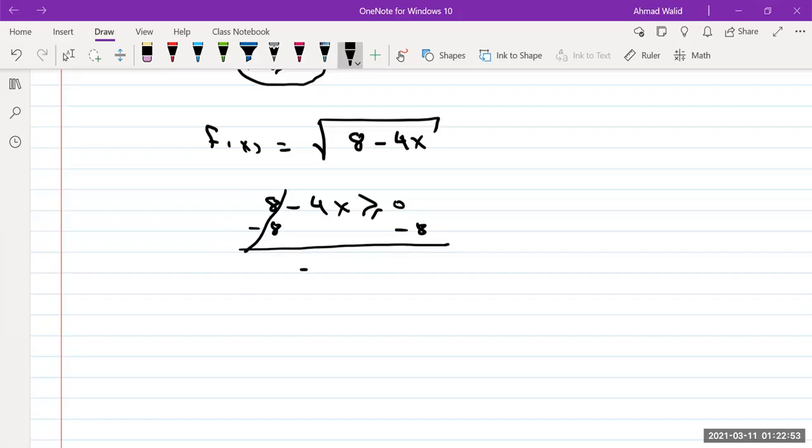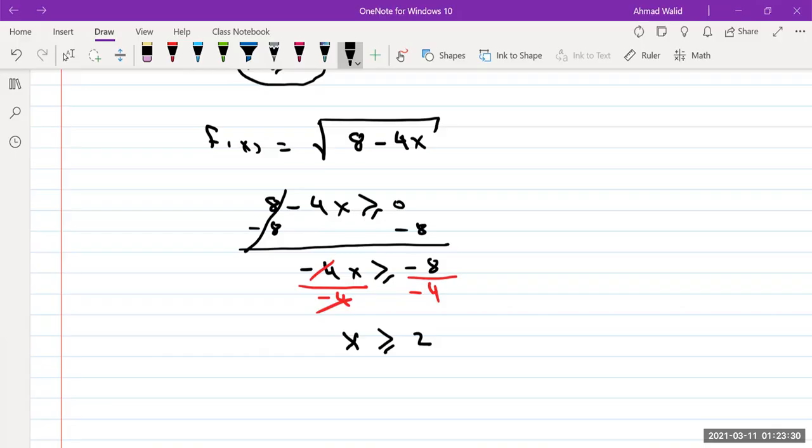These two cancel out. Negative 4x greater than or equal to negative 8. Now divide both sides by negative 4. These two cancel out. Then you can say x greater than or equal to 2. This is how sometimes we do it. I did it on purpose. We don't focus and we write our domain, oh, bracket 2 to infinity.